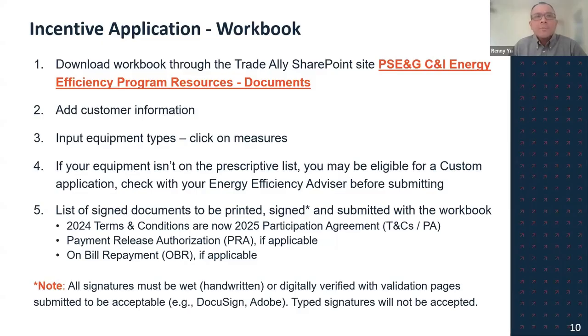Please note on all these documents, all signatures must be wet signed, but if it's electronically signed through an e-sign platform such as DocuSign or Adobe Fill and Sign, the e-signed document must include the validation or tracking page provided by the e-sign company. So typically when you use DocuSign or Adobe Fill and Sign or any of the other platforms, there should be a tracking certificate that you can download or that is attached to that particular document.